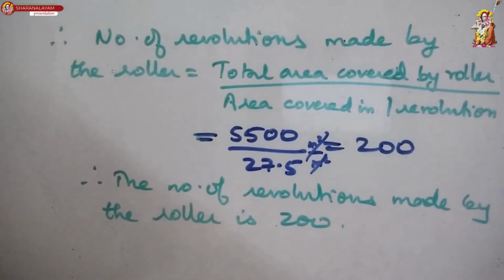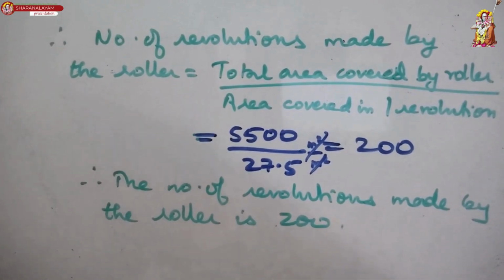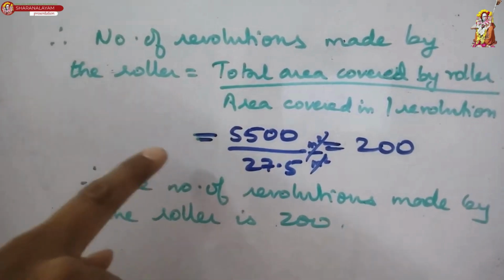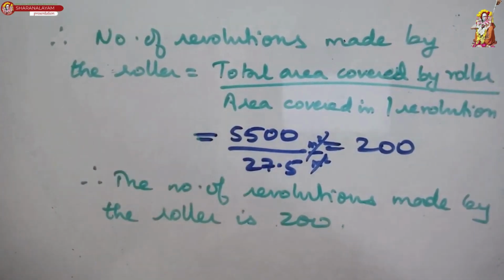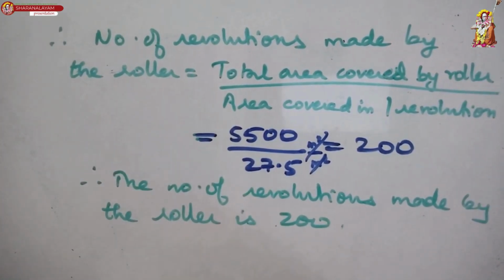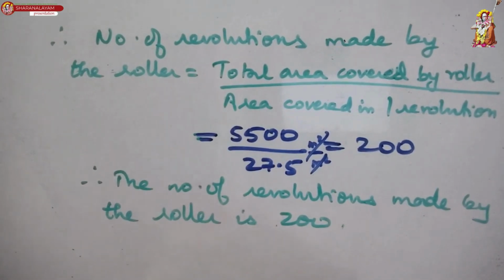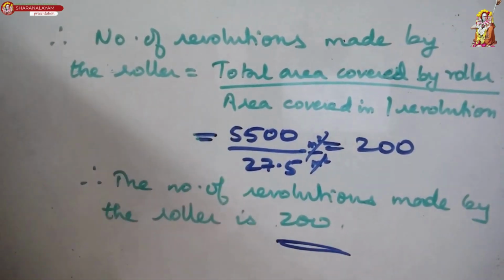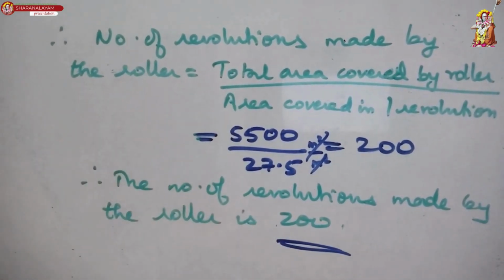Now the number of revolutions made by the roller will be equal to the total area covered by the roller divided by the area covered in one revolution. We know the total area covered is given to be 5500 meters square, and the area covered in one revolution we found out to be 27.5 meters square. So meter square cancel. 5500 divided by 27.5 gives you 200. So the number of revolutions made by the roller is 200. That's the answer.